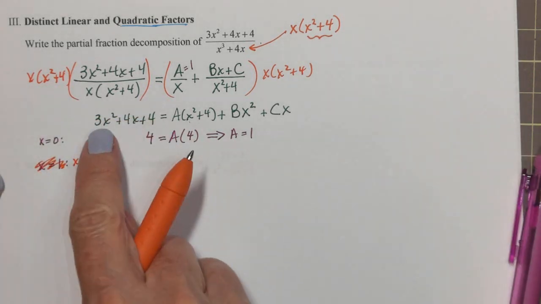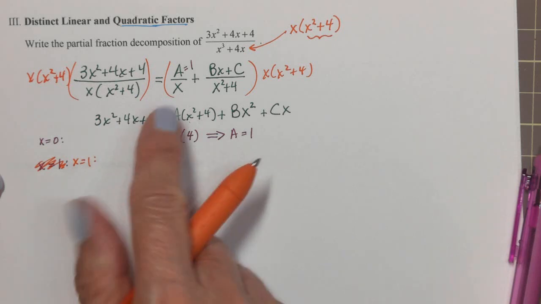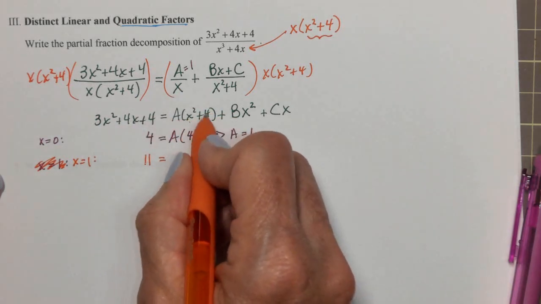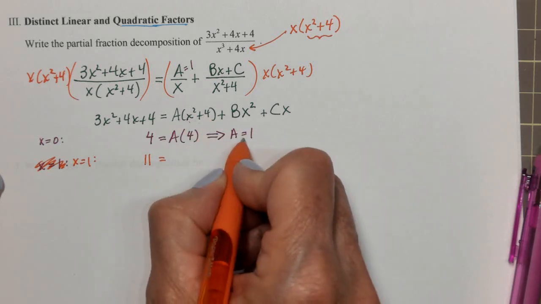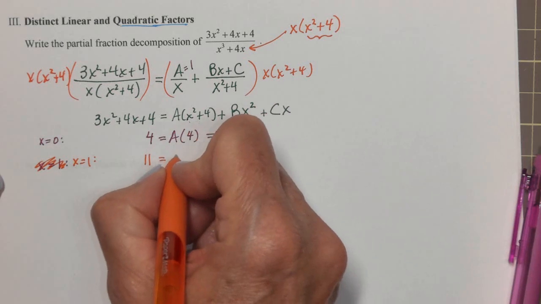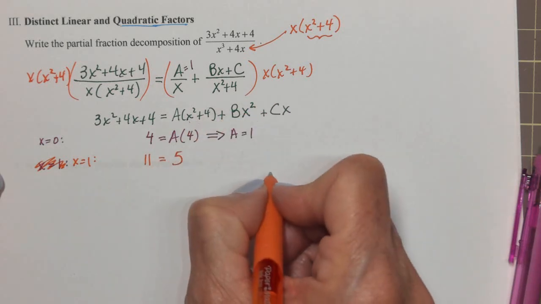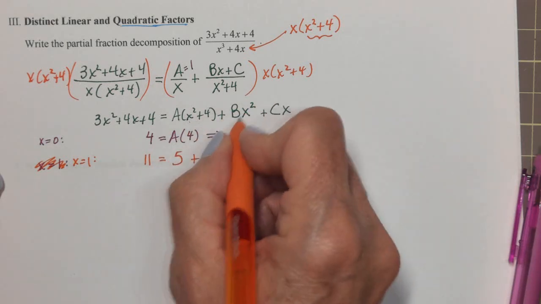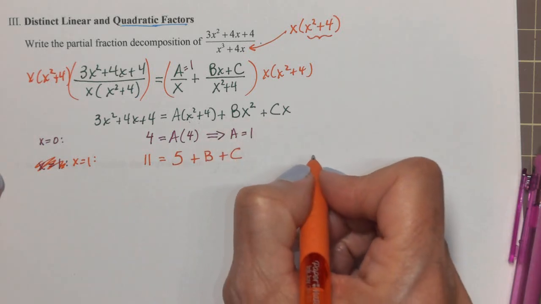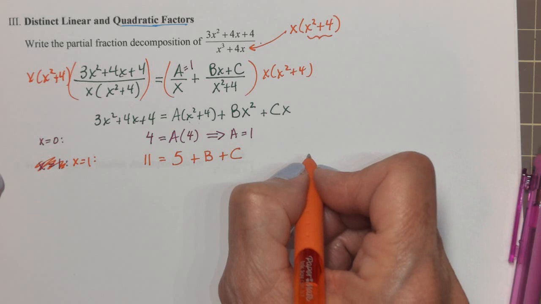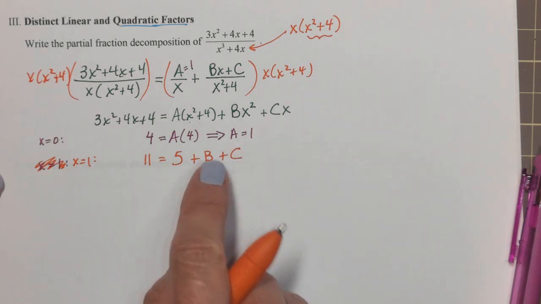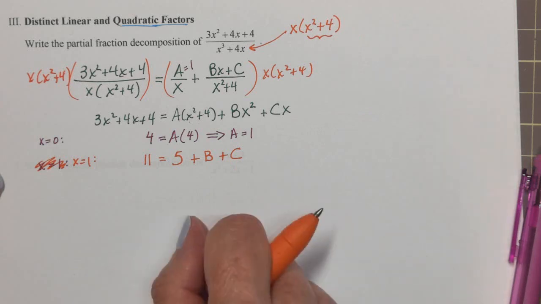Alright, if x is 1, I'm going to have 3 plus 4 plus 4, that's 11. If x is 1, I'm going to have 5 here. I know that a is 1, so 1 times 5 is 5. Plus b plus c, if x is 1, right? That is 2 unknowns and 1 equation. We can't do anything with this.